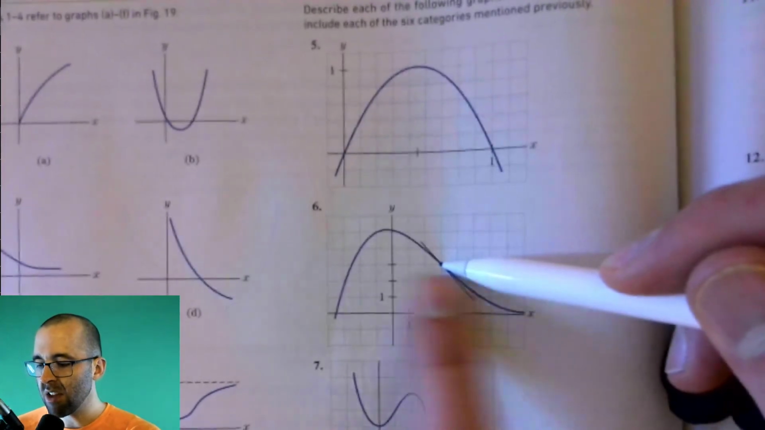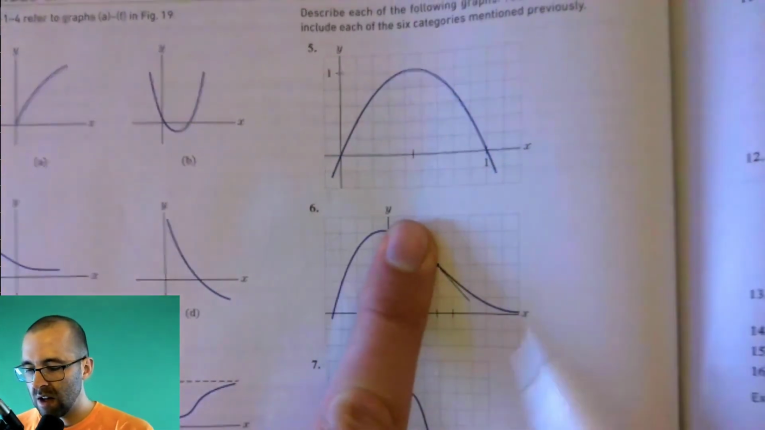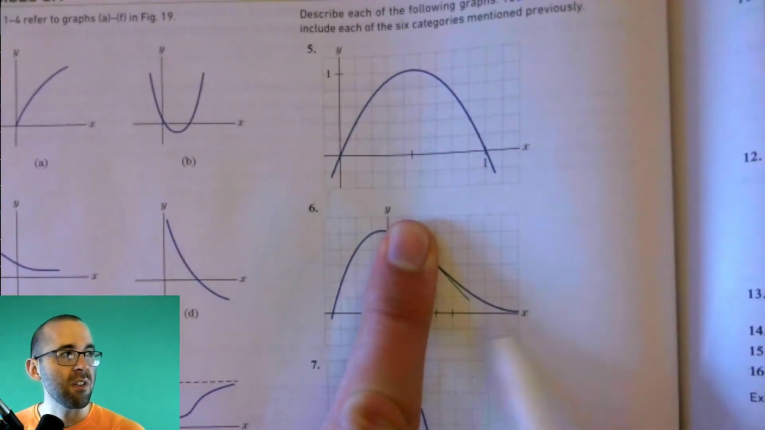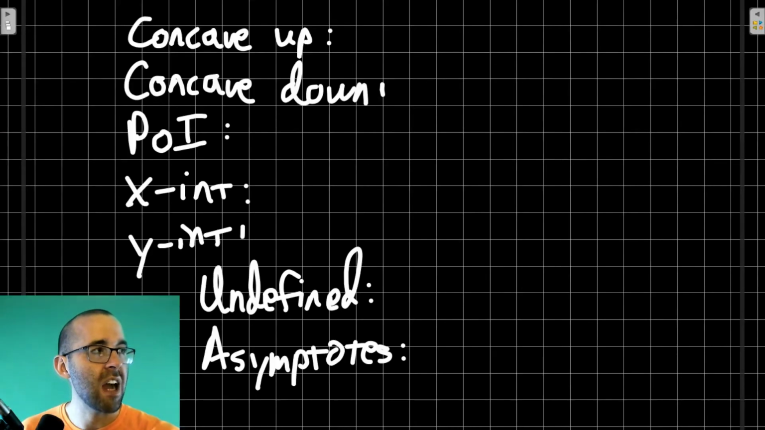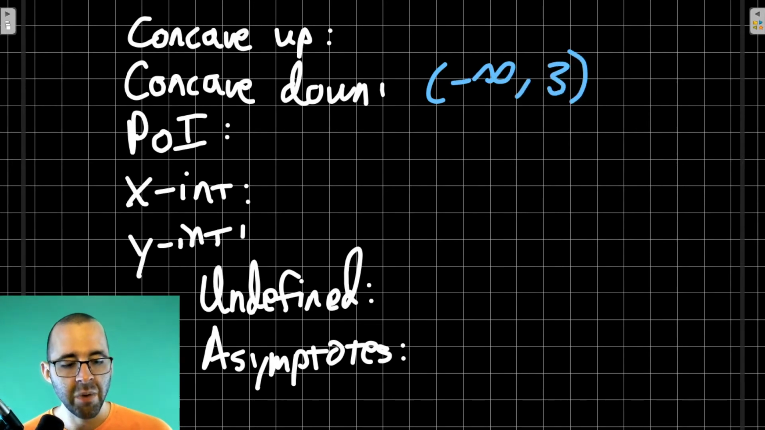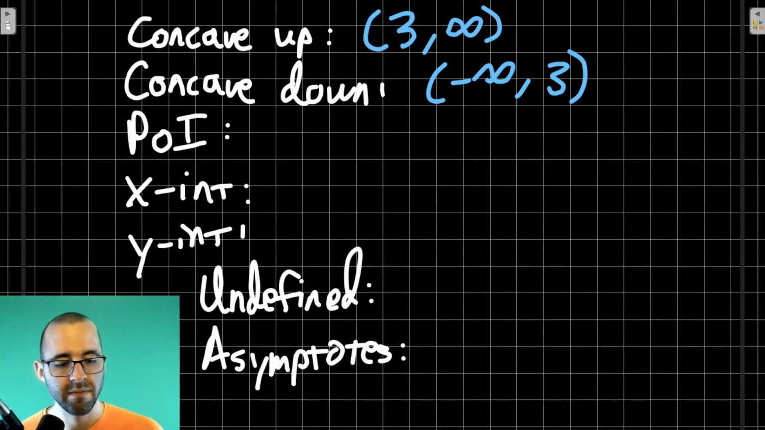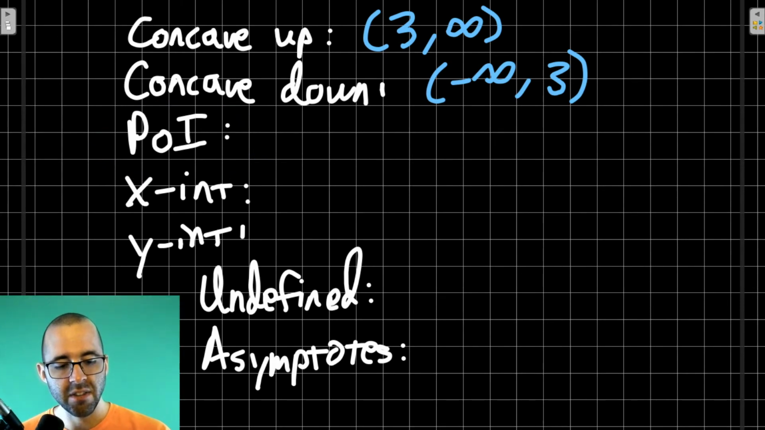So when x is less than 3 over here, it's concave down. When x is bigger than 3 over here, it's concave up. So concave down when x is less than 3. How do we write that in interval notation? Negative infinity up to 3. We said it's concave up when x is bigger than 3, so that's going to be the interval from 3 to infinity. And the point of inflection, that's the point where it switches, which we said was the point (3, 3).